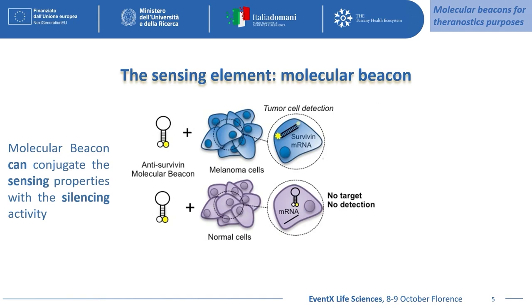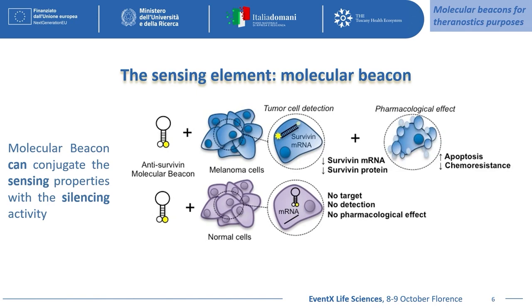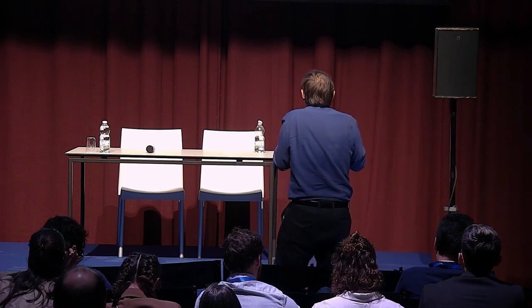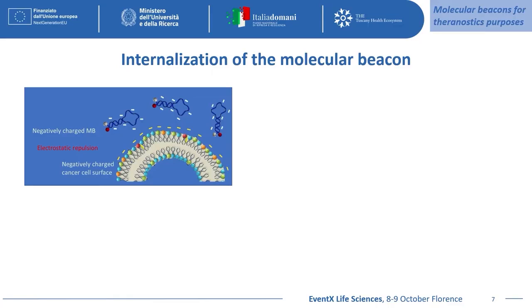But the important aspect is that if we design our molecular beacon in order to bind in the region of the messenger RNA which is coded for the production of survivin, the production of survivin is stopped or is decreased. And this clearly has a pharmacological effect, and it was demonstrated in our study. I will speak about it after. So the problem is this one. How can we make the molecular beacon enter inside? Because the molecular beacon is negatively charged.